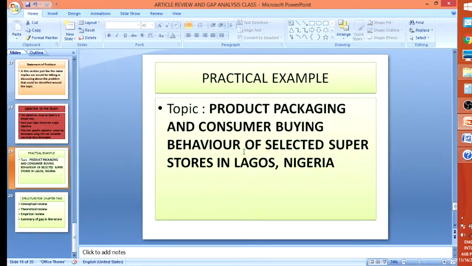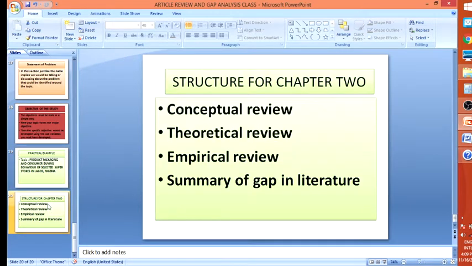So the format or the structure for chapter 2 is what we'll be looking at next. The structure for chapter 2 is that it is broken down into four major segments. One, we have the conceptual review, theoretical review, empirical review, then we have the summary of gap in literature. Now, conceptual review, just like the name sounds, we'll be looking at the concepts, the major concepts. Next one is the theoretical review. In the theoretical review, we're just going to be looking at theories relating to our topic.